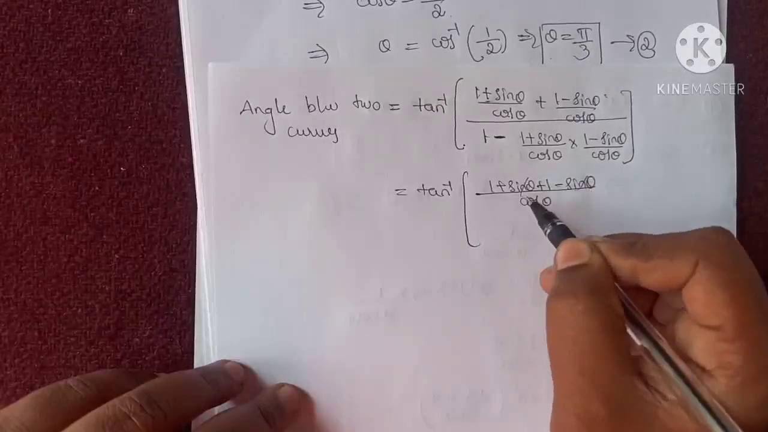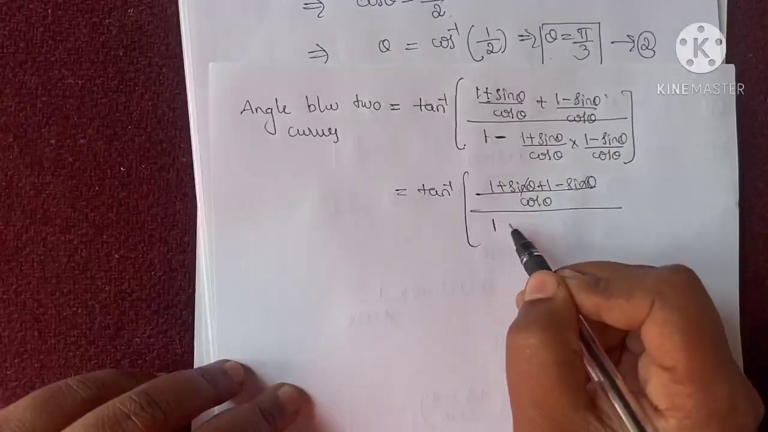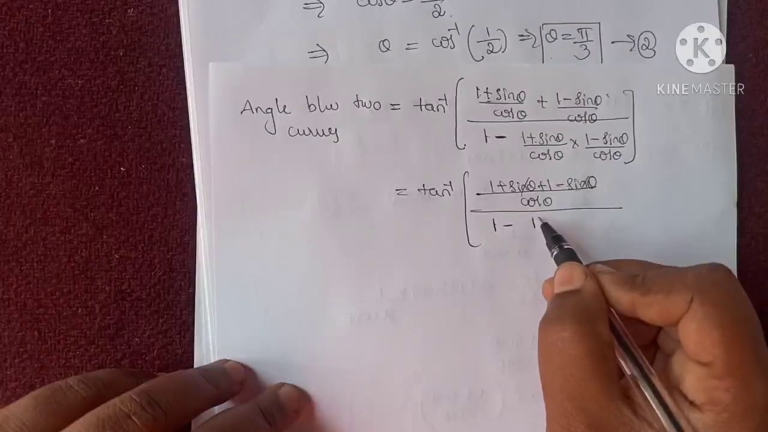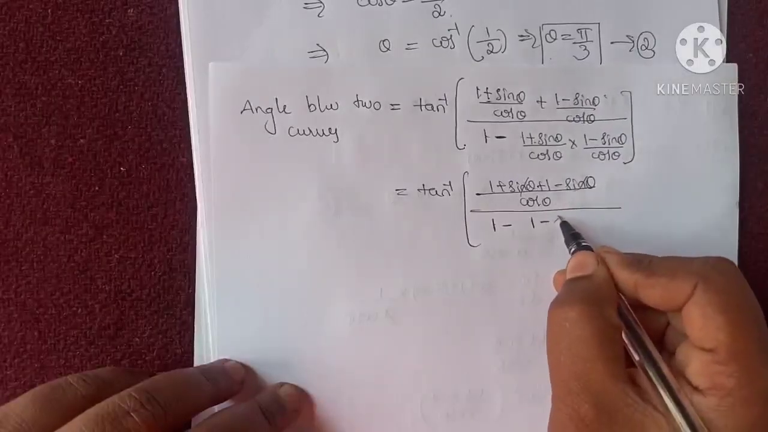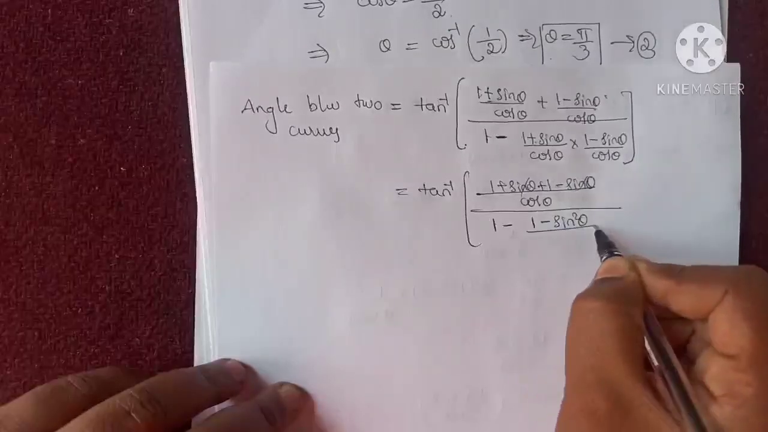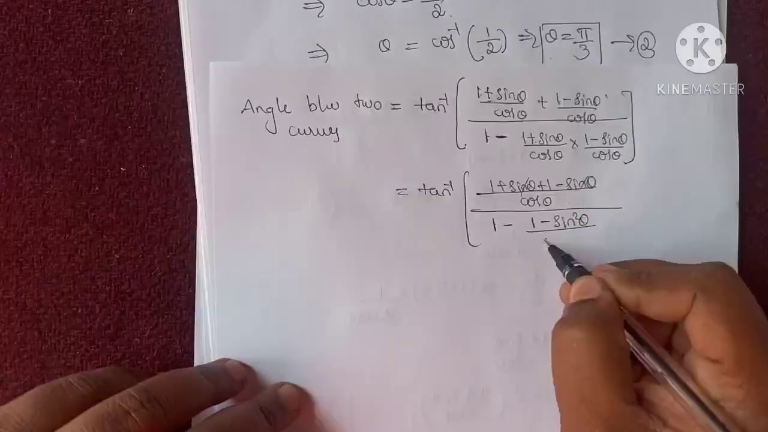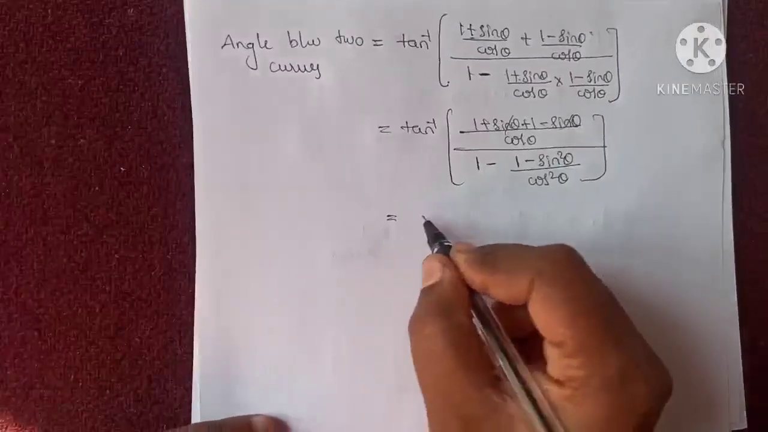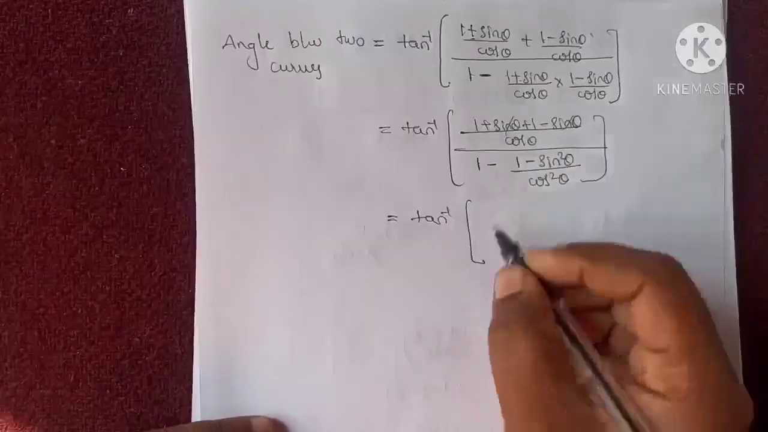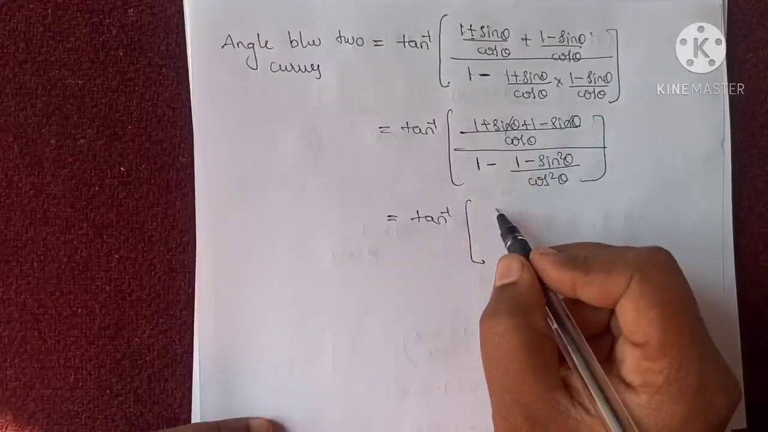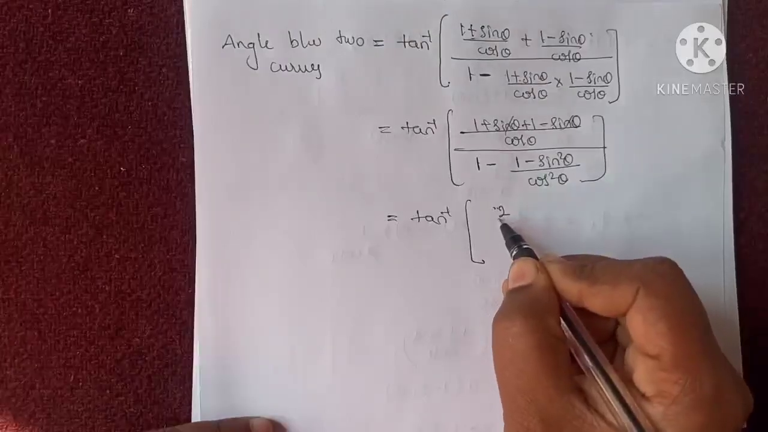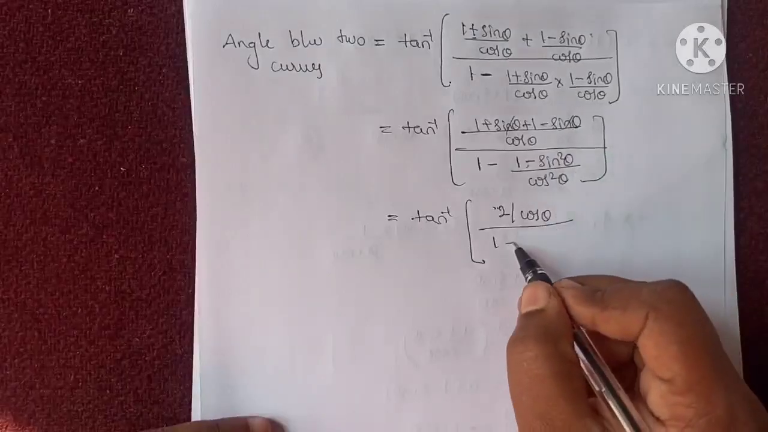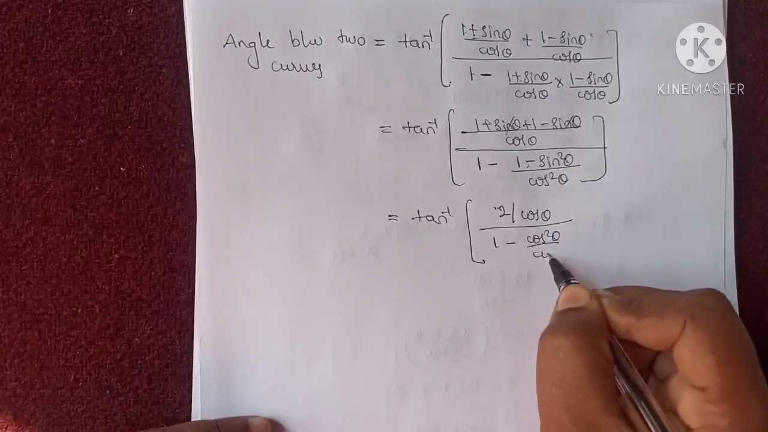Sin theta gets cancelled. The denominator becomes 1 minus A into B, using the (A plus B)(A minus B) formula, it is 1 square minus sin square theta divided by cos into cos, which gives cos square theta. Further simplifying, the numerator becomes 1 plus 1 equals 2 divided by cos theta, but the denominator 1 minus sin square theta equals cos square theta. The denominator also has cos square theta.